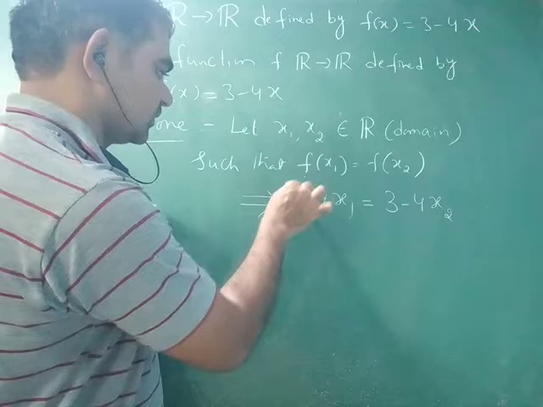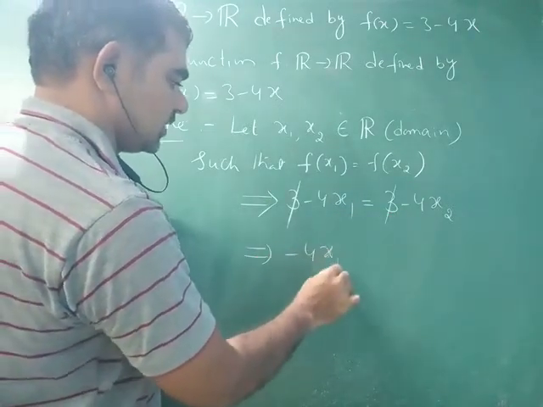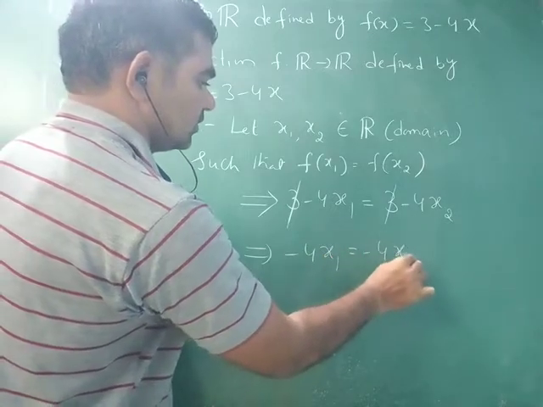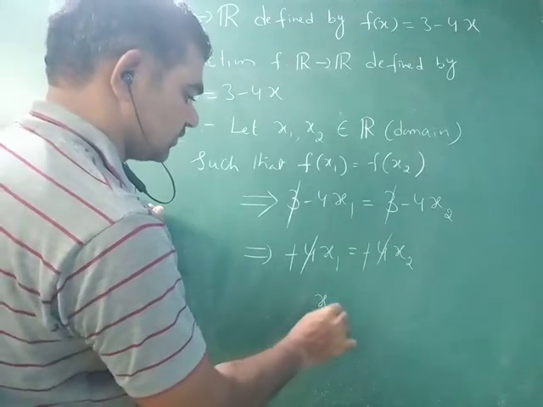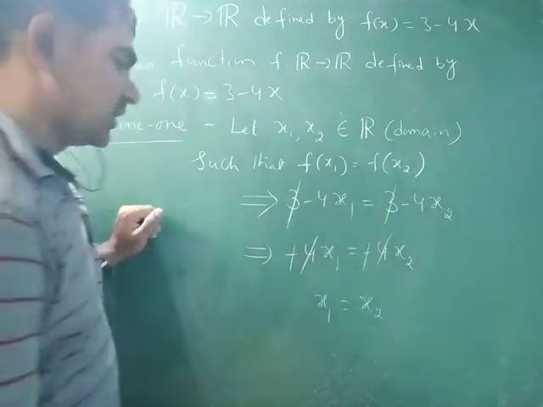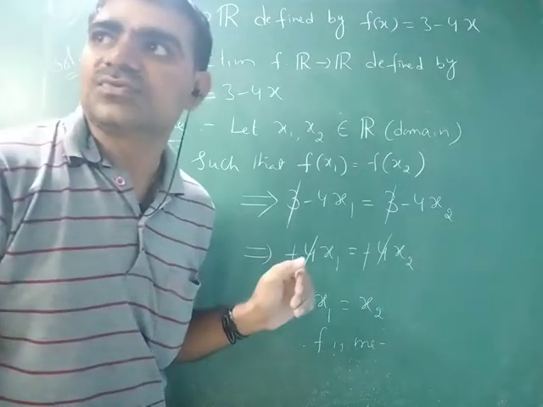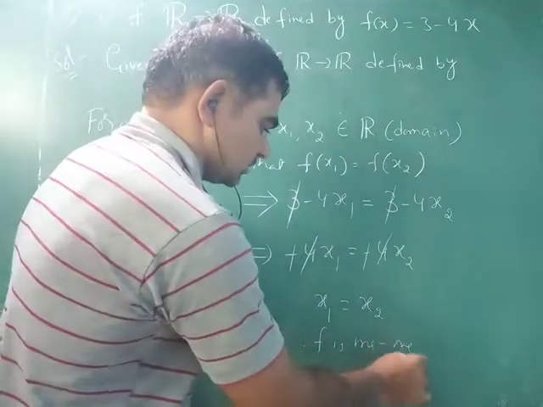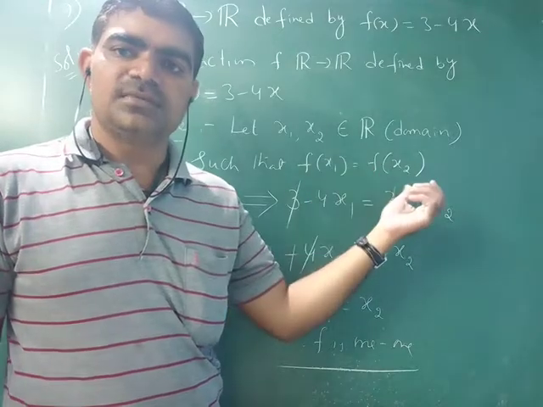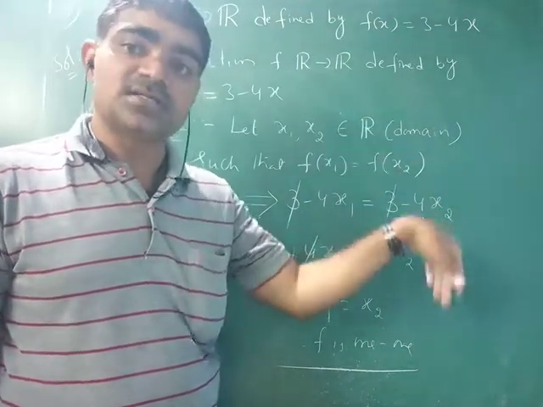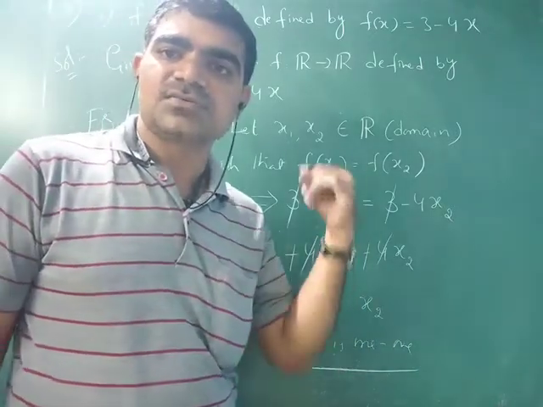So 3 gets cancelled. That implies minus 4x1 is equal to minus 4x2. Minus 4 is also cancelled. Therefore, x1 is equal to x2. Therefore, f is one-one. Clear? So that means we assumed the images are the same, and we got that the corresponding elements are the same. So the function is one-one.